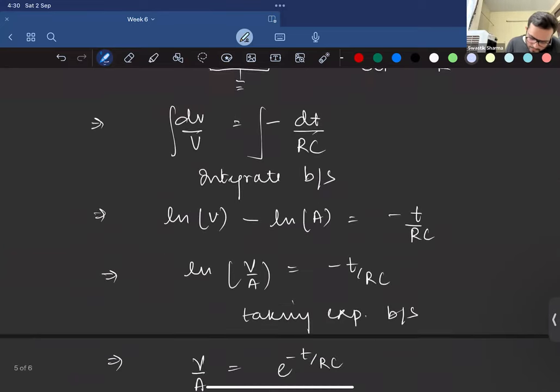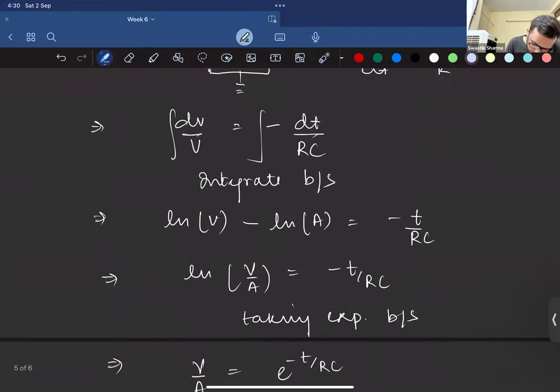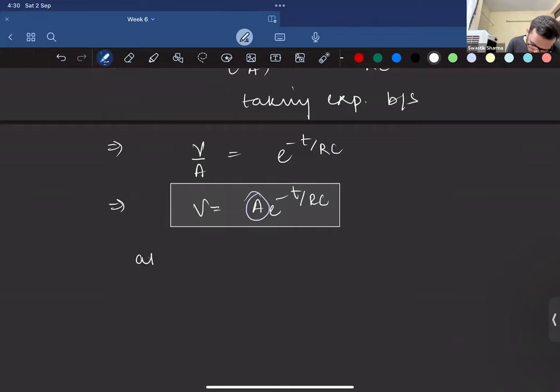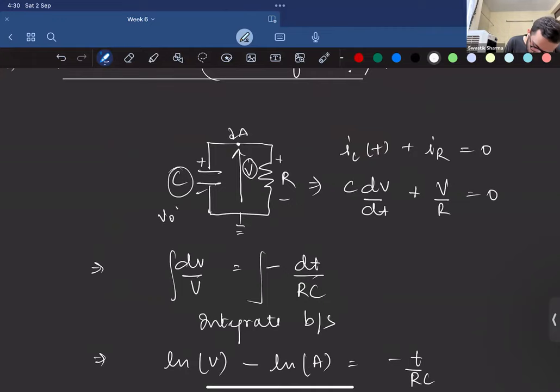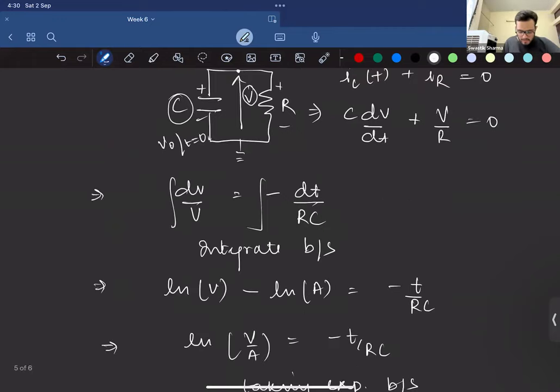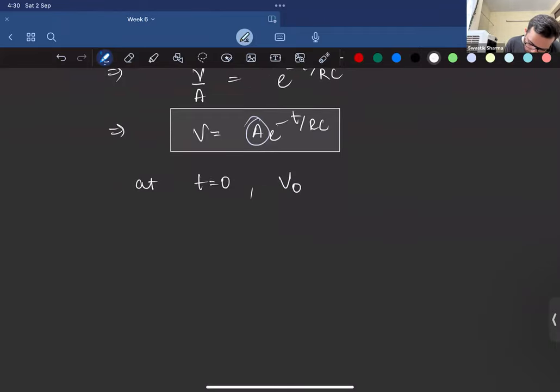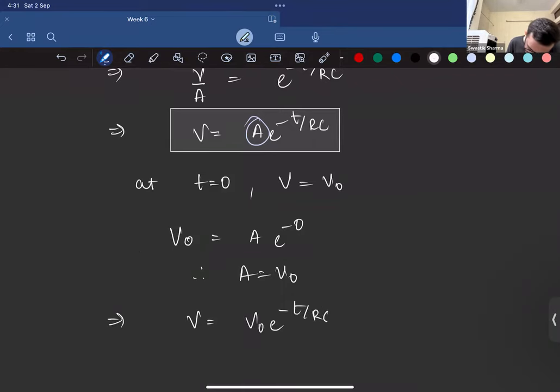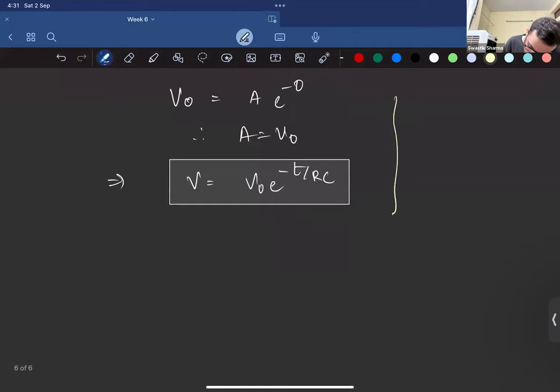So at first I told you, let's say at t equals to zero, since I told you the capacitor was initially charged, let it be at V naught, right? Since it was charged to V naught at t equals to zero, and now it starts discharging through the resistor, so V is V naught. So let's equate t equals to zero. V naught is equal to A e^(-0). Therefore, A is V naught, which means the voltage across the capacitor is an exponentially decaying function of V naught, right?